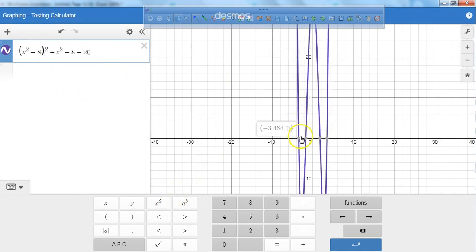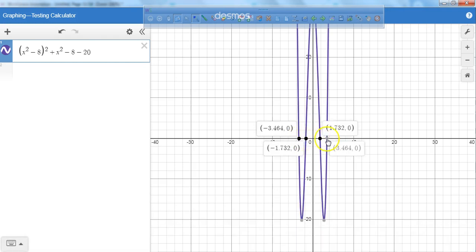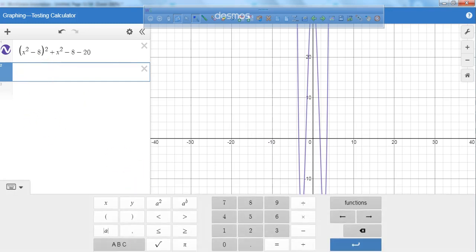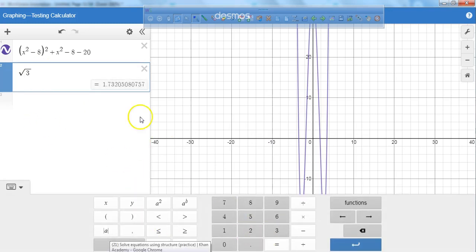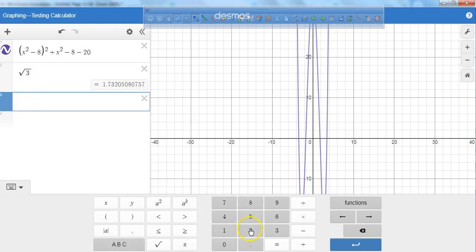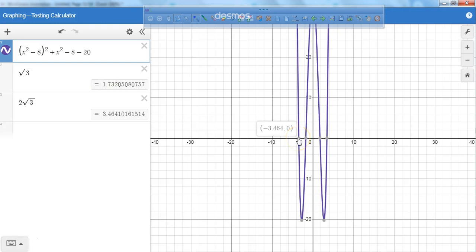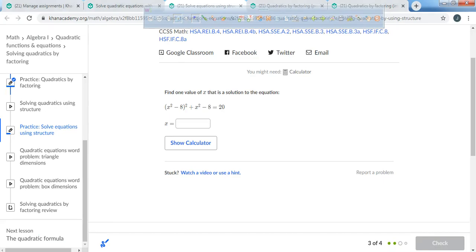All right? And now we can see we have 1, 2, 3, 4 answers. We're wondering, what are these decimals? Well, check this out. The decimal for the square root of 3 is 1.73, and 2 radical 3 is 3.46. So it's plus or minus: we have a plus or minus 2 radical 3 and a plus or minus square root of 3. Those are going to be the answers. We could type in any one of those answers into Khan Academy, and it will be accepted.